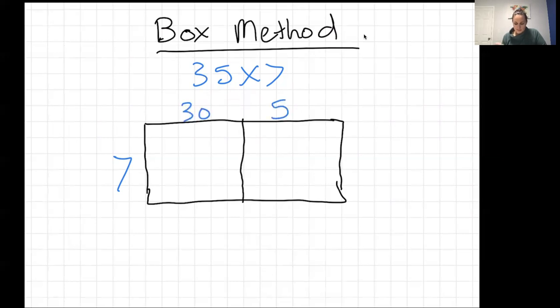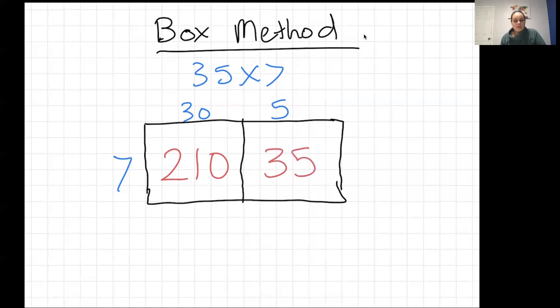Now I've got 2 separate multiplication equations. My first one is going to be 30 times 7. And I'll put that answer right here. And then I'm going to do 7 times 5, and it's going to go right here. Okay, so let's go ahead and solve that. 30 times 7 is 210. And then 7 times 5 gives me 35.